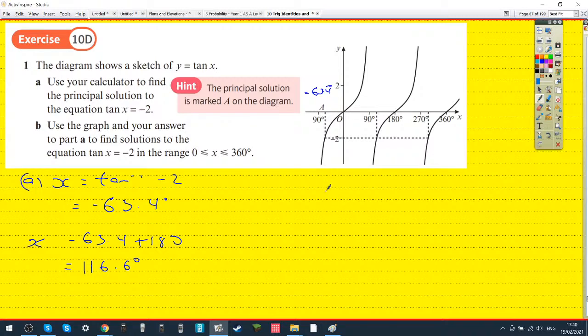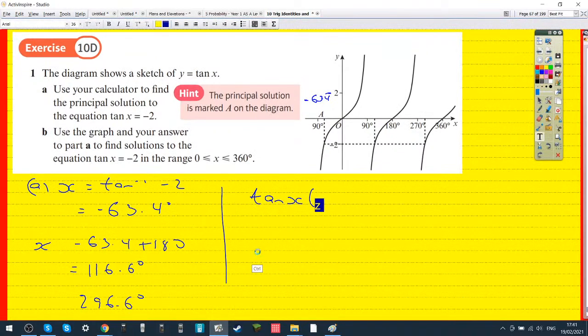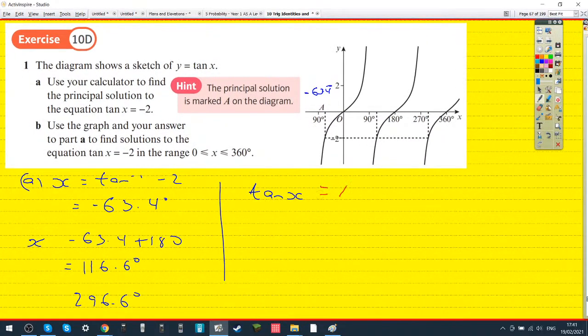Add 180 again. It's going to be 180 to the right of it. So it's repeating every 180. 296.6. Well done. Just a question. Before, on the cos, you were doing 360 minus whatever you got, but you're adding 180 every time. And so what this shows you is that tan x is equal to tan (180 plus x).